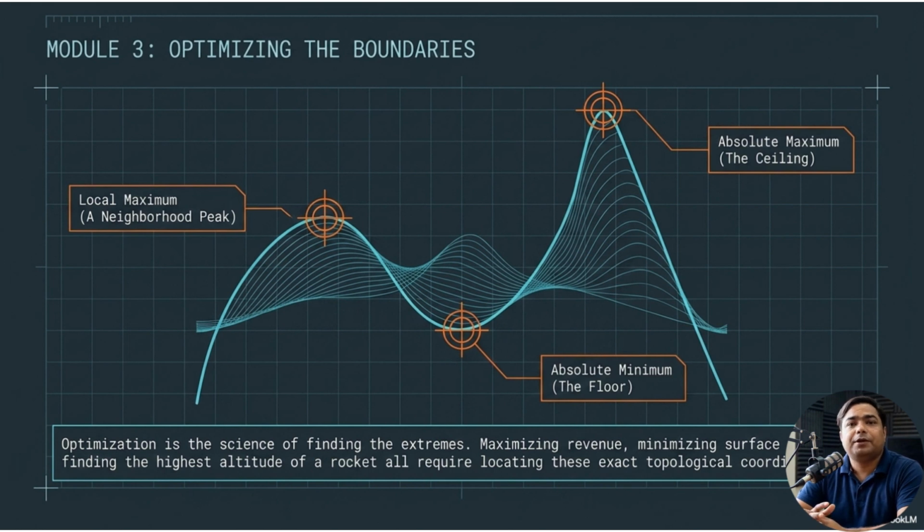The derivative helps us locate these points because at many maxima or minima, the rate of change becomes zero or undefined. So, optimization is the science of finding important boundaries in a system.